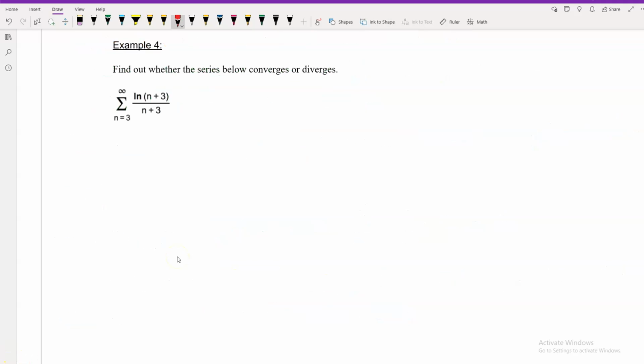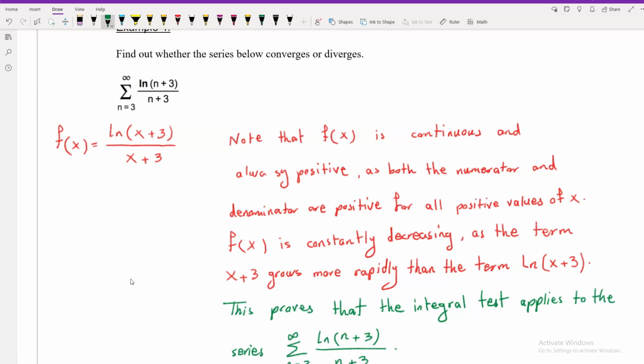Find out whether the series below converges or diverges: the sum of natural log of (n plus 3) divided by (n plus 3), from 3 to infinity. Based on what is given, our function f of x is equal to natural log of (x plus 3) divided by (x plus 3). Note that f of x is continuous and always positive, as both the numerator and denominator are positive for all positive values of x. f of x is decreasing. The term x plus 3 in the denominator grows more rapidly than the term natural log of (x plus 3).